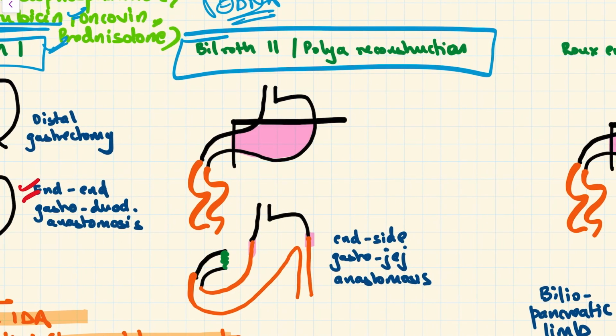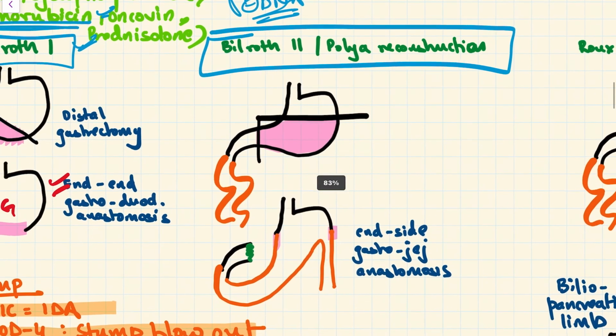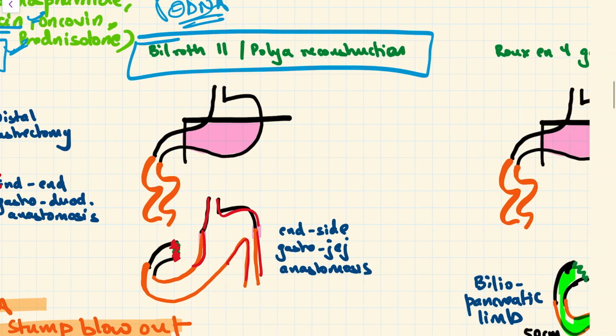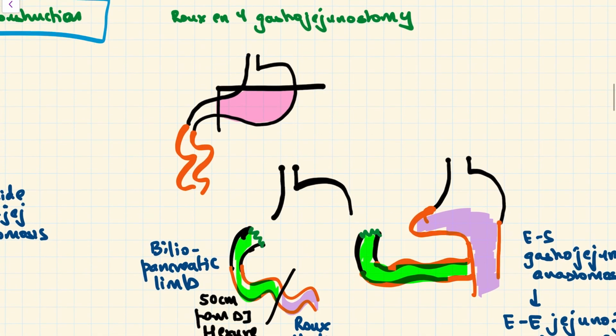Then Billroth 2, it is just like a Polya reconstruction. Here the body and the antrum are removed, right, and there is an end-to-side gastrojejunal anastomosis. So this is removed, and the jejunum is anastomosed with the stomach, and the duodenal stump is just sutured or closed.